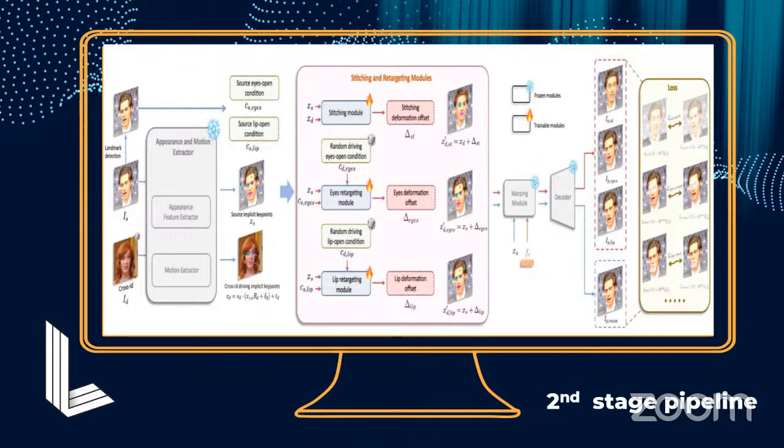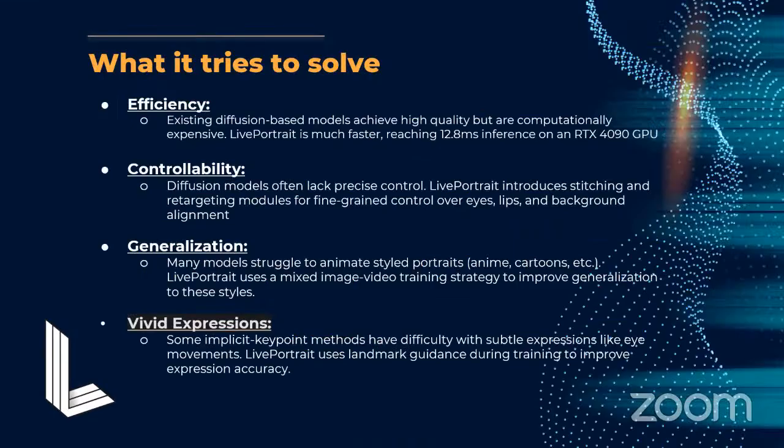model. So what it tries to solve actually, now, first of all, the problem was in the efficiency because the existing models were actually pretty slow. That was the problem. And LivePortrait is much faster, reaching 2.8 milliseconds inference on the RTX 4090 GPU. Also, it provides controllability. Diffusion models often lack precise control. So LivePortrait introduces stitching and retargeting models for fine-grained control over eyes, lips, and background alignment.